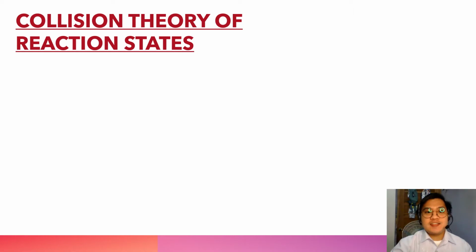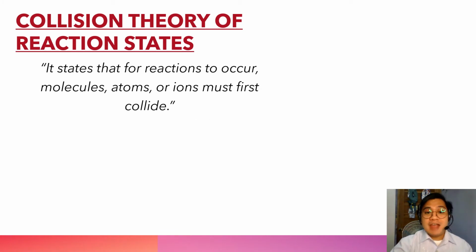Now, let's have the first guide question, and that is about the collision theory of reaction rates. This theory states that for reactions to occur, molecules, atoms, or ions must first collide. It means that all of the atoms or molecules involved in a chemical reaction should collide, as the term itself says. During this collision, reaction will happen or occur.